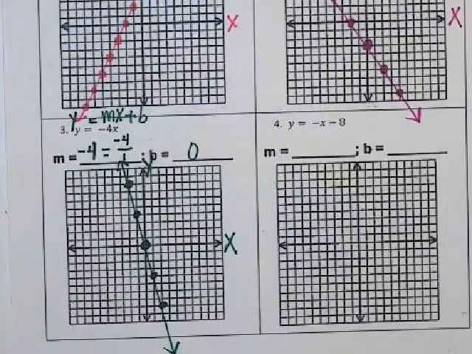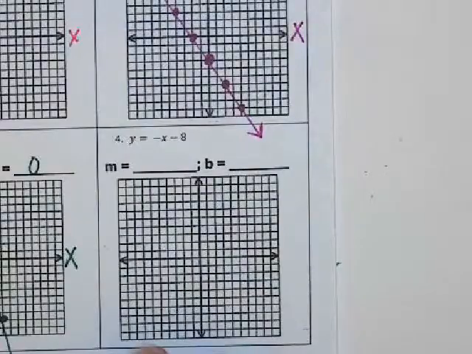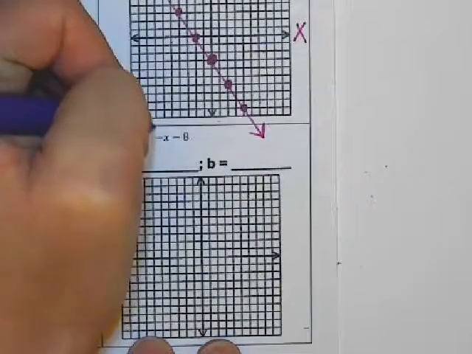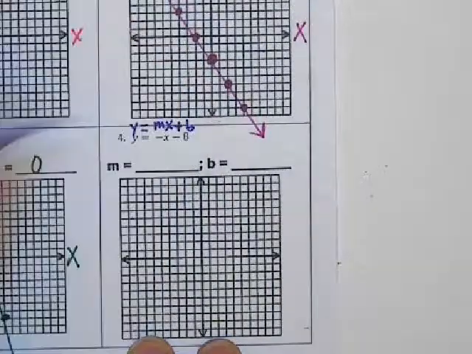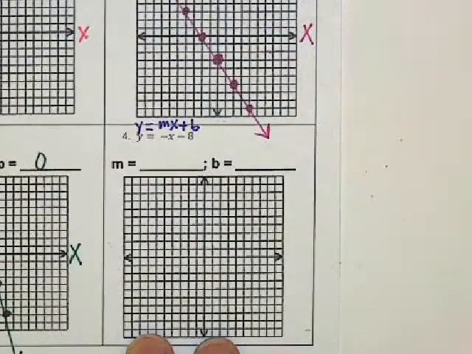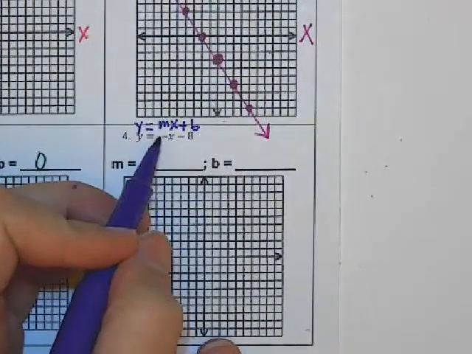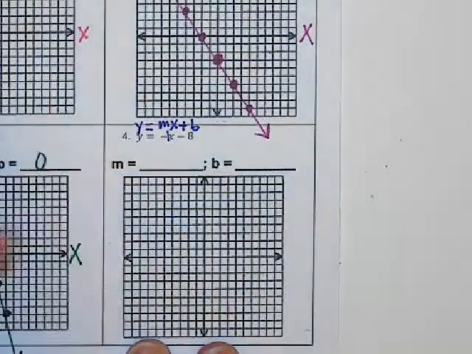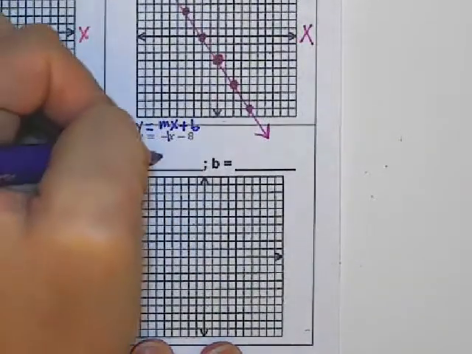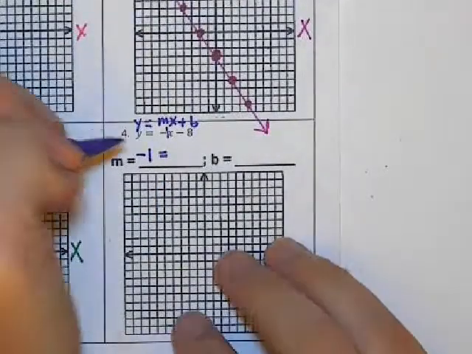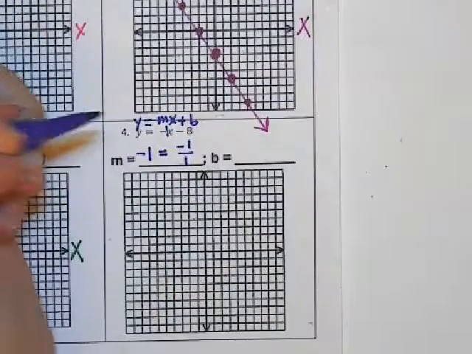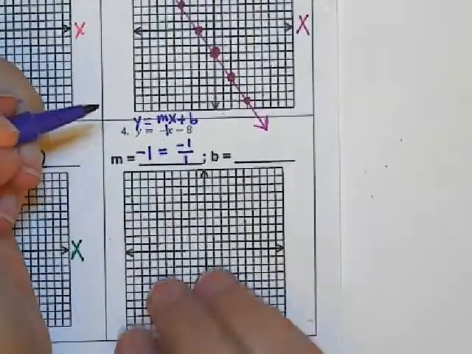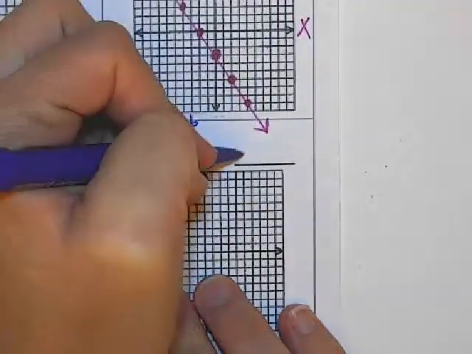Any questions on number 3? Okay, number 4. Put y equals mx plus b above your equation. What's my slope? -1. There's not a number in front of x, and when there's not a number there, we say it is a 1. How do I write -1 as a fraction? -1/1. Good. What's my b? -8, not just 8.